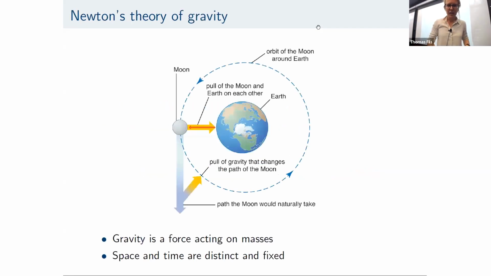Okay, so let's talk about general relativity. And maybe I'll just start by reminding you of Newton's theory of gravity. You can say lots of things about this, but let me just say two points. First, gravity's a force here, and it's acting between masses. So you think here I've got the mass of the Earth and the mass of the Moon, and I have a force that acts between these two.